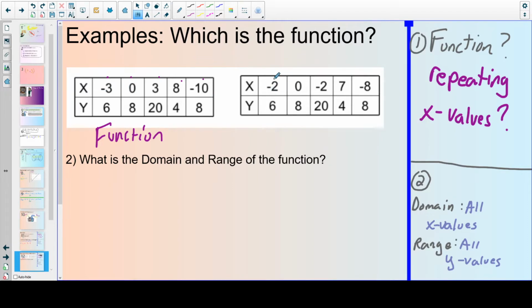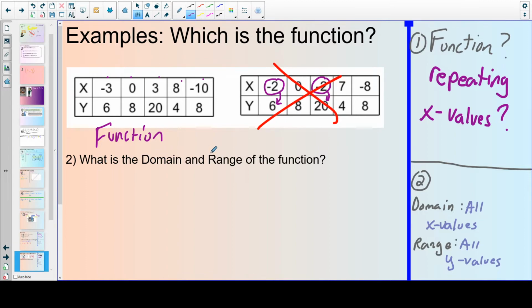Let's look at this one. -2, 0, -2. Hold on. There are two values of x that are being repeated, so -2, and they're both being mapped to different values. Meaning, this is kind of like the vending machine situation. It's like if I click the number -2, it's spitting out two different answers, which can't be if you are looking for a function. So this is not a function.